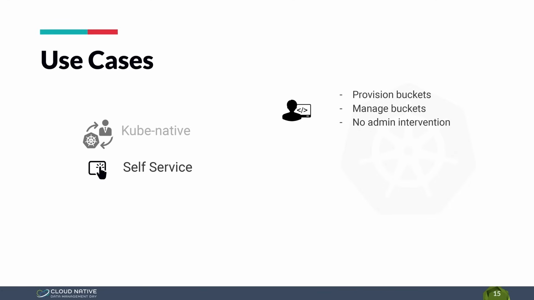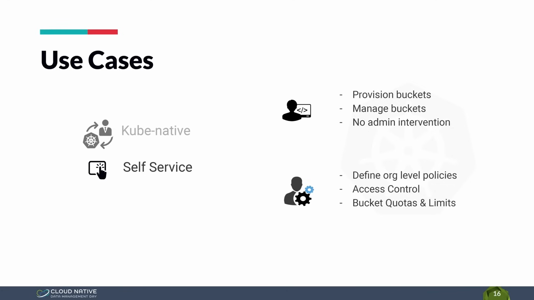We wanted to create an API, an experience where the developer is empowered, and the admin still has a role to play here. The admin's role is to define organization level policies, access control roles, and quotas and limits of how much a bucket can be used or how many buckets can be used. So we wanted to form this boundary, where the developer is empowered more than they've ever been with respect to object storage, and the admin still has privileges that an admin would care about.